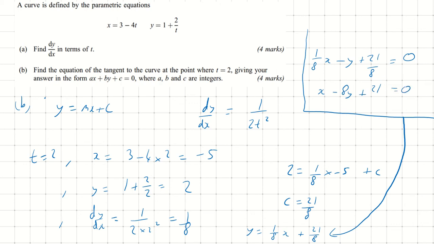So that's my equation. a is equal to 1, b is equal to minus 8, and c, the c that they're asking for in the question, is 21. And this is the equation of the tangent.